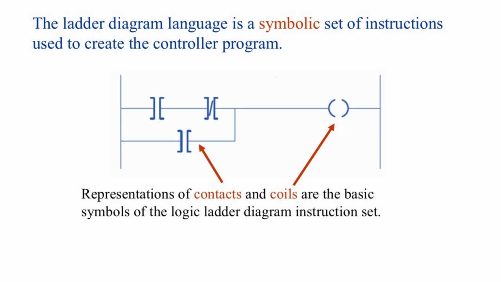Contacts represent input conditions, such as push buttons, switches, or sensors, while coils represent output actions, such as energizing a motor, light, or relay. When the correct input conditions are met, the logical path is complete, and the coil symbol at the end of the rung energizes, turning on the output device. Together, these symbolic elements, contacts and coils, form the foundation of PLC ladder programming, translating real-world control functions into logical instructions that the controller can execute.